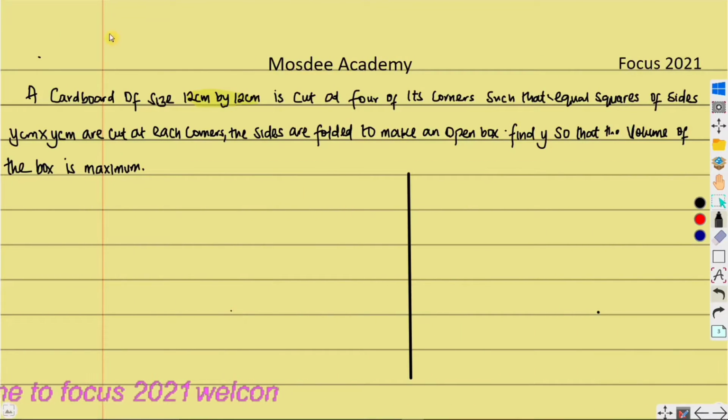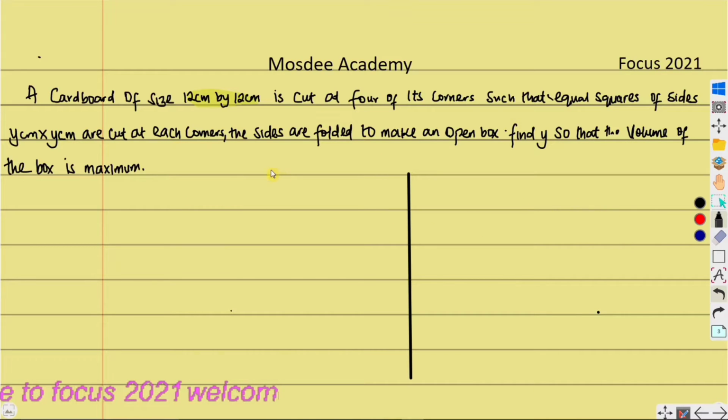Basis of differentiation. About this example here: a cardboard of size 12 by 12 is cut at 4 of its corners such that equal squares of sides y centimeter by y centimeter are cut at each corner. The sides are folded to make an open box. We are to find y so that the volume of the box is maximum.